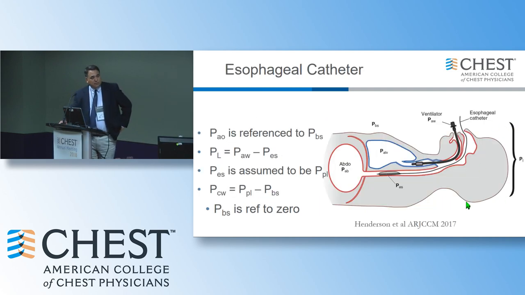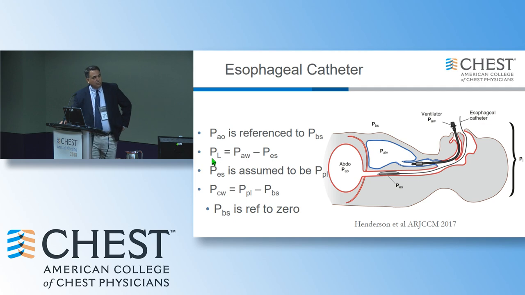So this is, again, a cartoon drawing. There's a lot of reviews on this topic recently published. This is a cartoon picture from one of them. The esophageal balloon sits in the distal third of the esophagus. This patient is intubated. You get your airway pressure here. The airway pressure is always referenced. Everything's referenced to the body surface, so the body surface pressure is essentially zero.